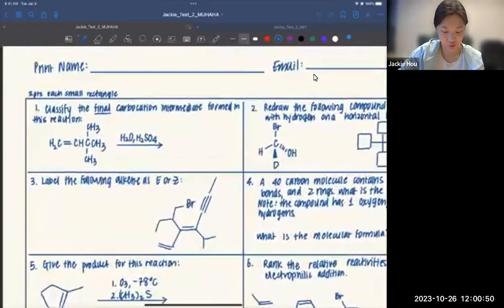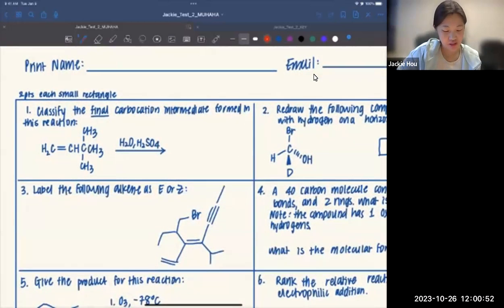So for question 1, it asks to find the final carbocation intermediate formed in this reaction. One thing you want to be able to do is identify all the reactions that form carbocations. In carbocation reactions, that's where we see shifts happen. There's really only 3 reactions that you need to know that form carbocations right now.